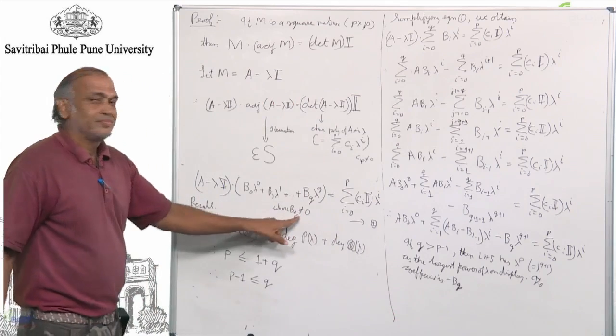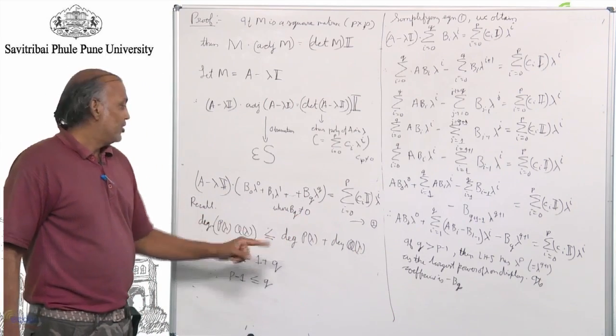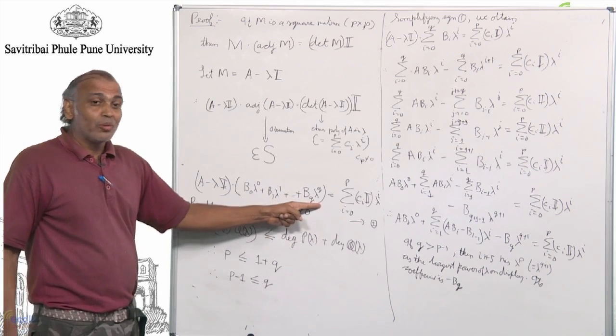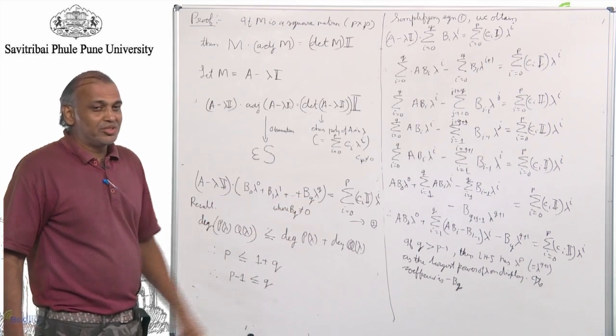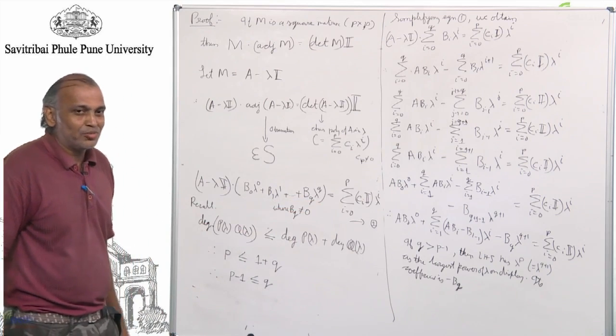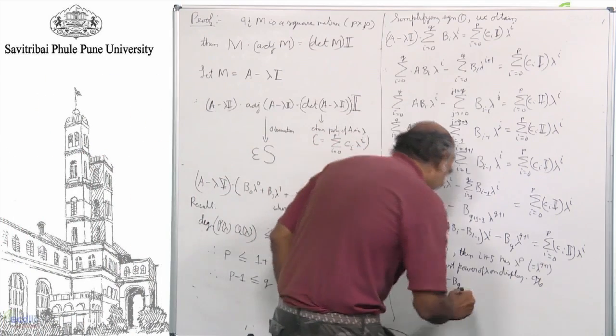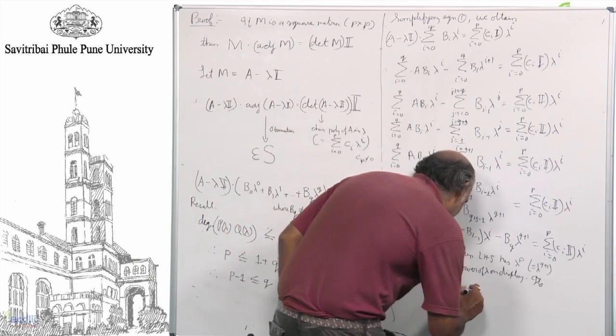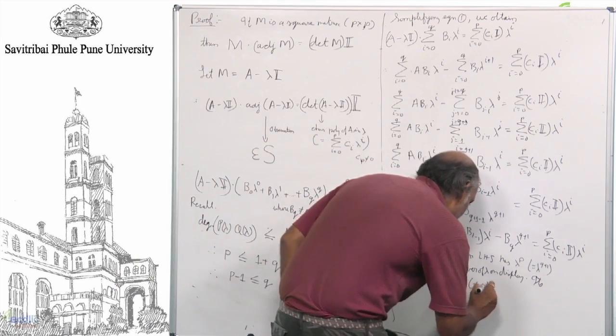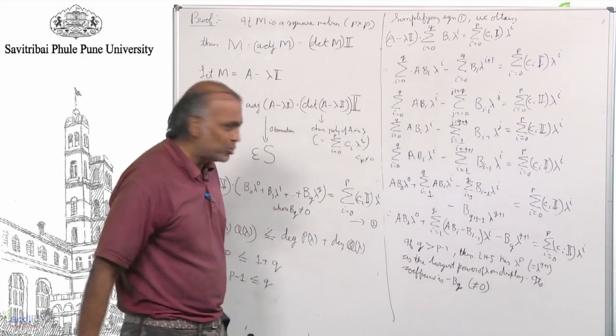Recall, you were worried about this polynomial, and I chose this q in such a way that it's the degree of this polynomial. So bq better be non-zero. If bq is not equal to 0, minus bq is also not equal to 0.